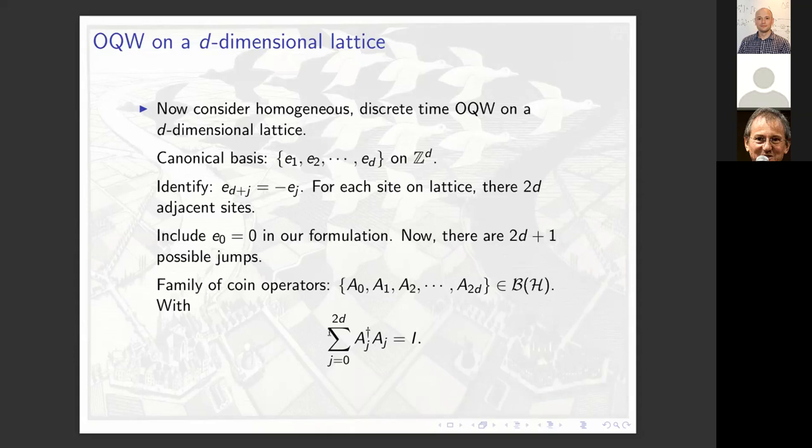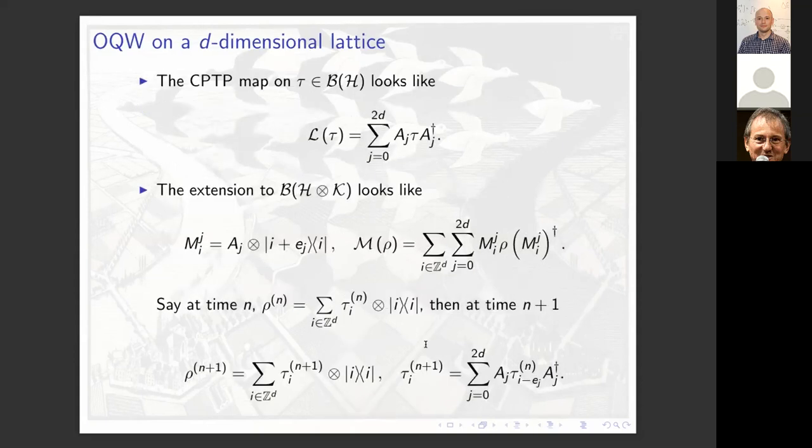And this A0 over here encodes the idea that our walker is now lazy, right? So good. So like we did with the B's, we need to impose the normalization condition for the A's, right? So we sum over j from 0 up to 2d of A_j dagger A_j, and that must be the identity matrix, right? So this is our normalization condition. In this slide, I'm just explaining what the OQW map would look like on the lattice. So if I want to just transform the internal degree of freedom, this is what the map looks like. Okay, so tau is an element of that Hilbert space.